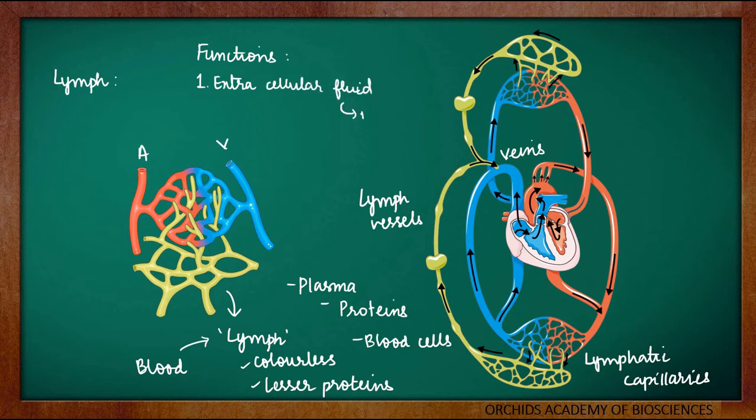is brought back to blood. The second function, the absorbed fats will be transported through this fluid called lymph. So lymph is responsible for bringing the extracellular fluid back to blood as well as transporting the absorbed fats in the body. Now let us quickly recall what we have discussed so far.